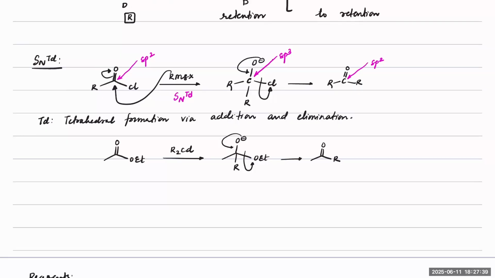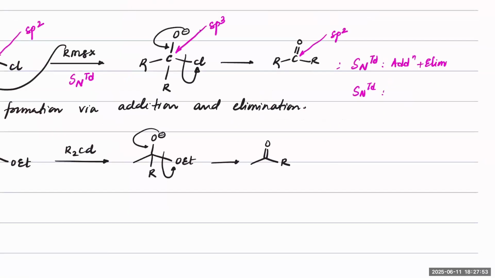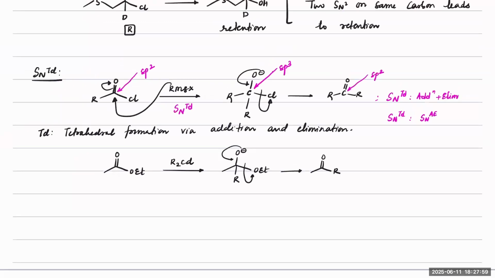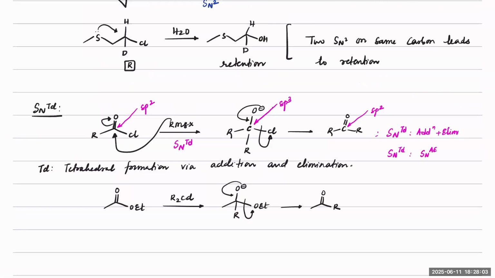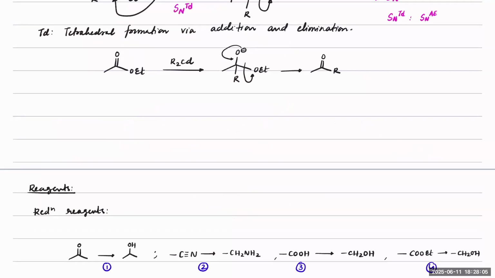And SN-TD is an addition plus elimination reaction. So that's why it is also represented as SN-AE. AE means addition elimination. First addition, then elimination type. Clear with this part? Right.